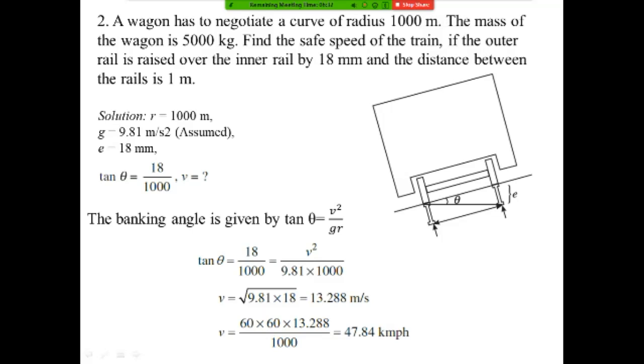If the outer rail is raised over the inner rail by 18 mm, meaning this distance, here you see this height is 18 mm higher than the inner one. And the distance between the rails is 1 meter. This horizontal distance is 1 meter and this height is 18 mm. Got it? Are you seeing the figure? Yes, sir. E is given in the figure, that height is 18 mm. This is one rail, and another rail is here.